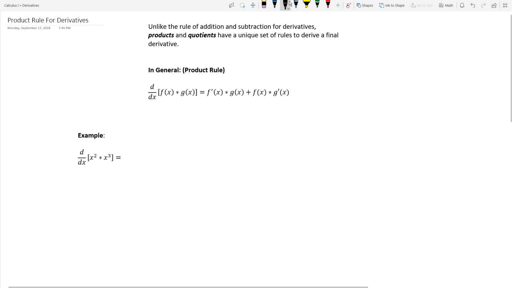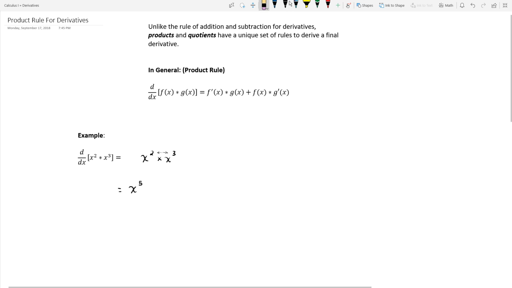So to prove that it doesn't work as in addition and subtraction, I just want to show what x squared times x cubed would look like if we were to do it two different ways. So the first way is we're going to take x squared times x to the third. This is not using the product rule. This is just proving how this should look. So we have x squared times x cubed. Well, we would just add these exponents. So we would have x to the fifth.